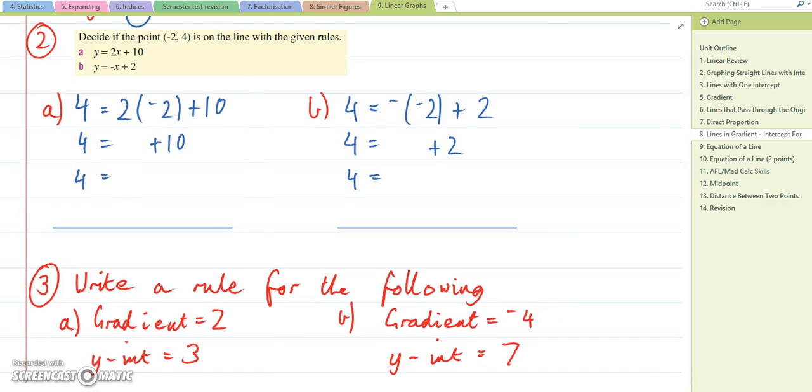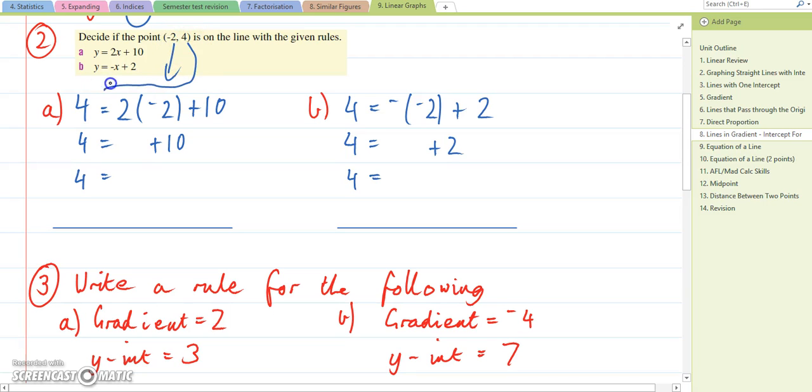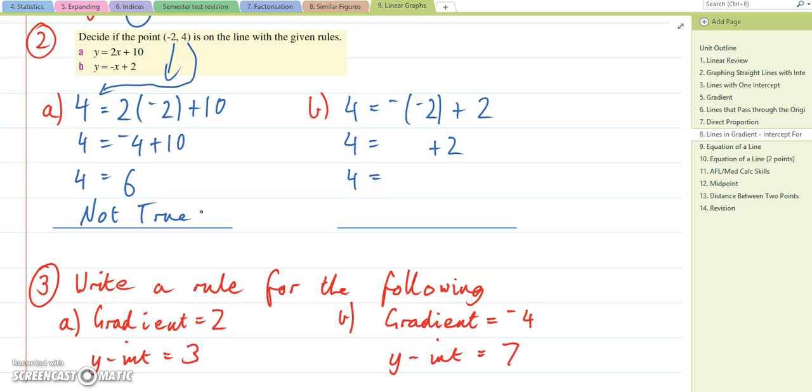Question 2, we're deciding if the point negative 2, 4 is on the line with the given rules. Here all we need to do is sub in our x and y values and see if they equal each other. So in this case we've got 4 equals 2 times negative 2 plus 10, x value going there, y value here of course, and that gives us negative 4 plus 10. 4 equals 6 there. So that is not true. Negative 2 and 4 is not a point on the equation y equals 2x plus 10.